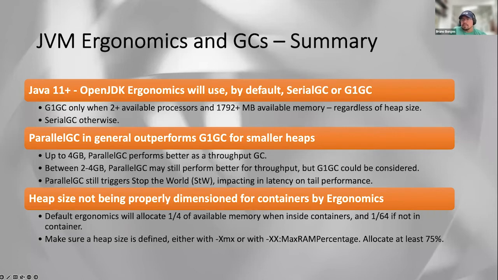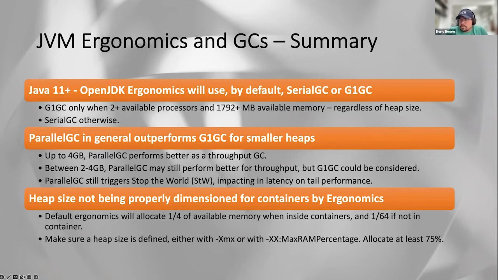So here's a good summary of where we are with today's presentation so far, after all that has been said. So ergonomics, by default, it's serial GC or G1 GC on Java 11. On Java 8, it's going to be serial GC or parallel GC. The JVM needs to be running in an environment that has 2 or more processors and 1,792 megabytes of available memory or more if you're going to rely on the deep ergonomics. Otherwise, you will get serial GC by default.